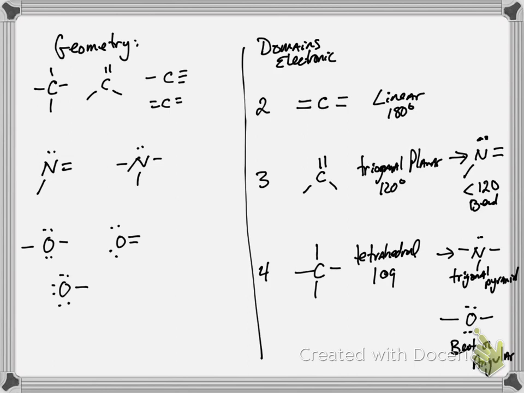So there are still 4 electronic domains in both of these, with oxygen and with nitrogen, but because of the lone pairs, they are not molecularly tetrahedral. They have these other designations. So that's the summary of how we assign structures and how we hone in on the chemistry and structure of carbon, nitrogen, and oxygen.